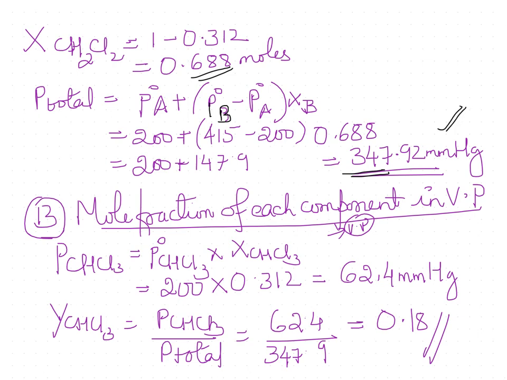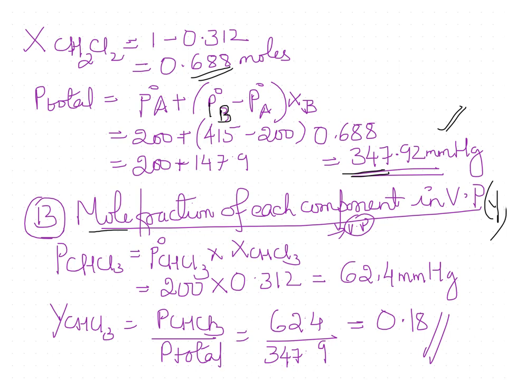Now the second part: find the mole fraction of each component in vapor phase. That means you have to find YA and YB. Is it clear? So how do we start? PCHCl3 is equal to P0CHCl3 into XCHCl3. So we have got it as 62.4. Now YCHCl3 is equal to PCHCl3 divided by P total. Already we have P total with us, and now we have PCHCl3.